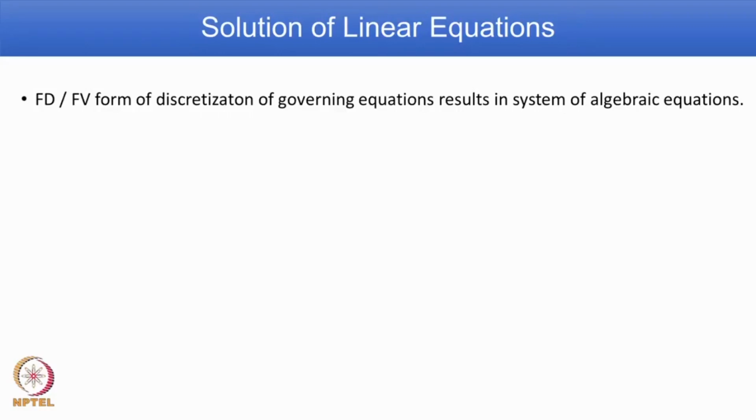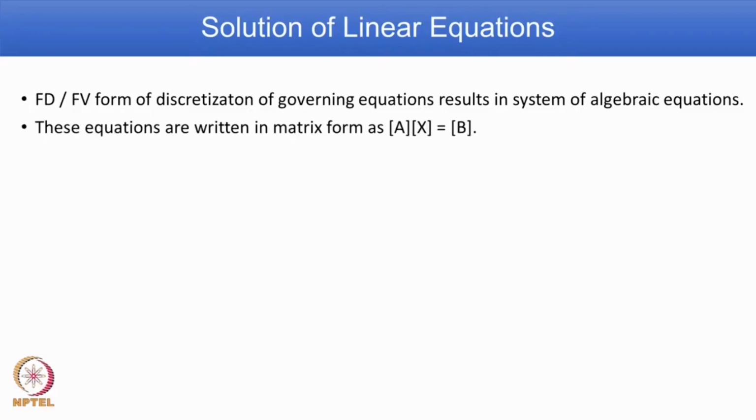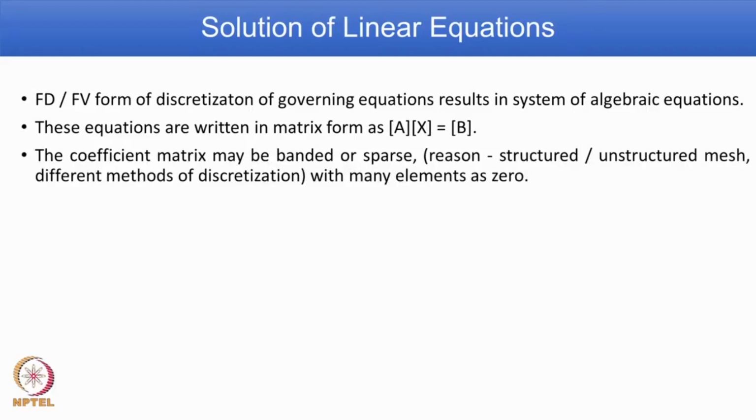By now we know that whether we follow finite difference or finite volume method, discretizing the governing equation will result in a system of algebraic equations. These equations can be written in matrix form as A into X equal to B, where A is a coefficient matrix, X is a column vector of unknowns and B is another known matrix. The coefficient matrix A may be banded or sparse.